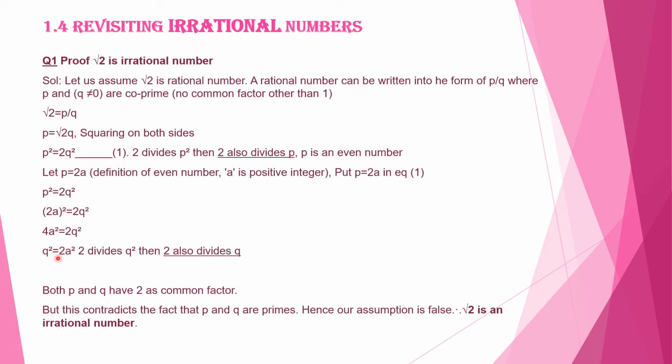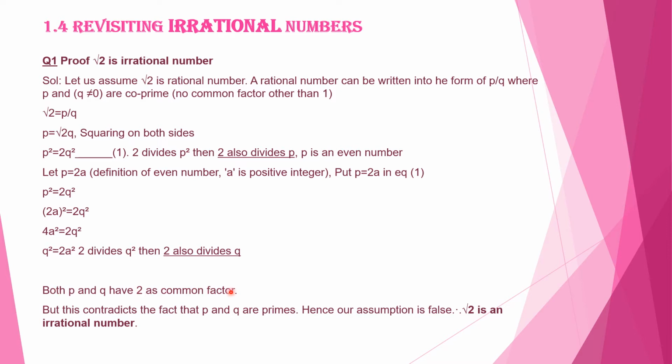Here, if you remember, look at this line over here: p square equal to 2q square, where we have said 2 is capable of dividing p. The same thing you can see over here: 2 is capable of dividing q. That means 2 is now able to divide both p and q. So both p and q have 2 as a common factor.